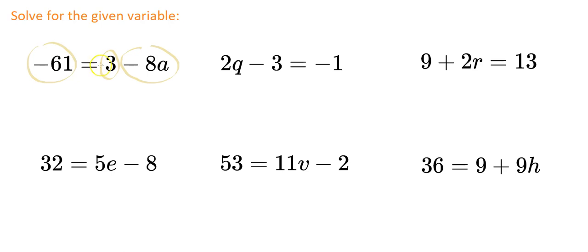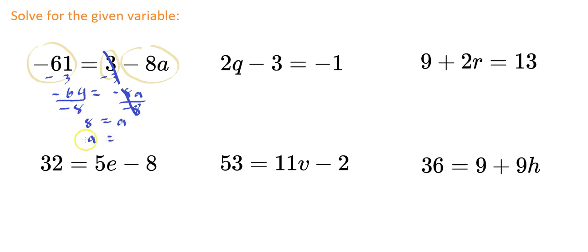So let's try and solve this. So how do we cancel out plus 3 or positive 3? We do the opposite, or the inverse. So we minus 3 from both sides. Left with minus 8a. This here we're left with minus 64. Divide by minus 8. Divide by minus 8. That leaves us with a equals 8.